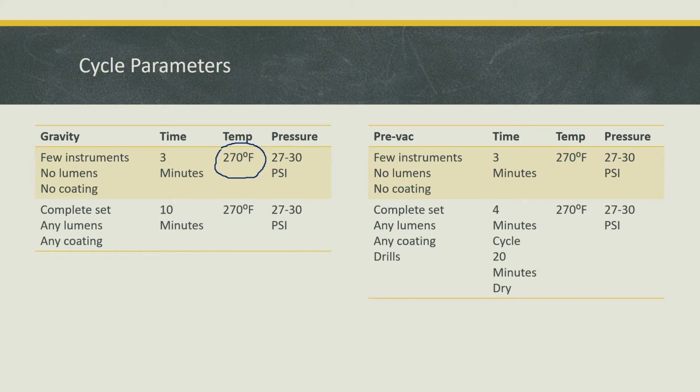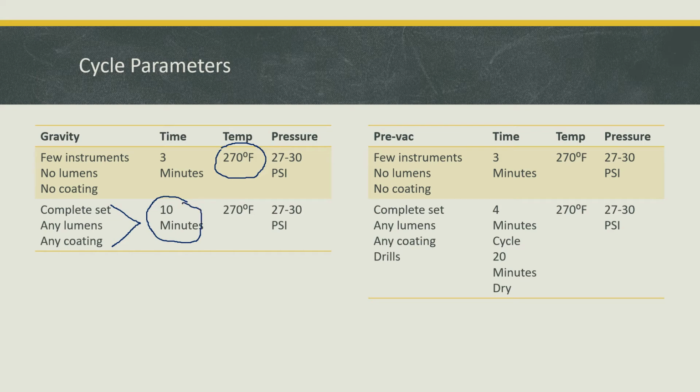So lumen is just a cannula or a hole that runs through the instrument. So suction tips would count for that. So even if you're sterilizing only one suction tip, it would have to go for 10 minutes instead of 3 minutes. Okay? So only a few instruments, no lumens and no coatings. Okay? If we're doing a complete set or even one instrument that has a lumen or a coating, then we're going to have to run it for 10 minutes at 270 degrees.